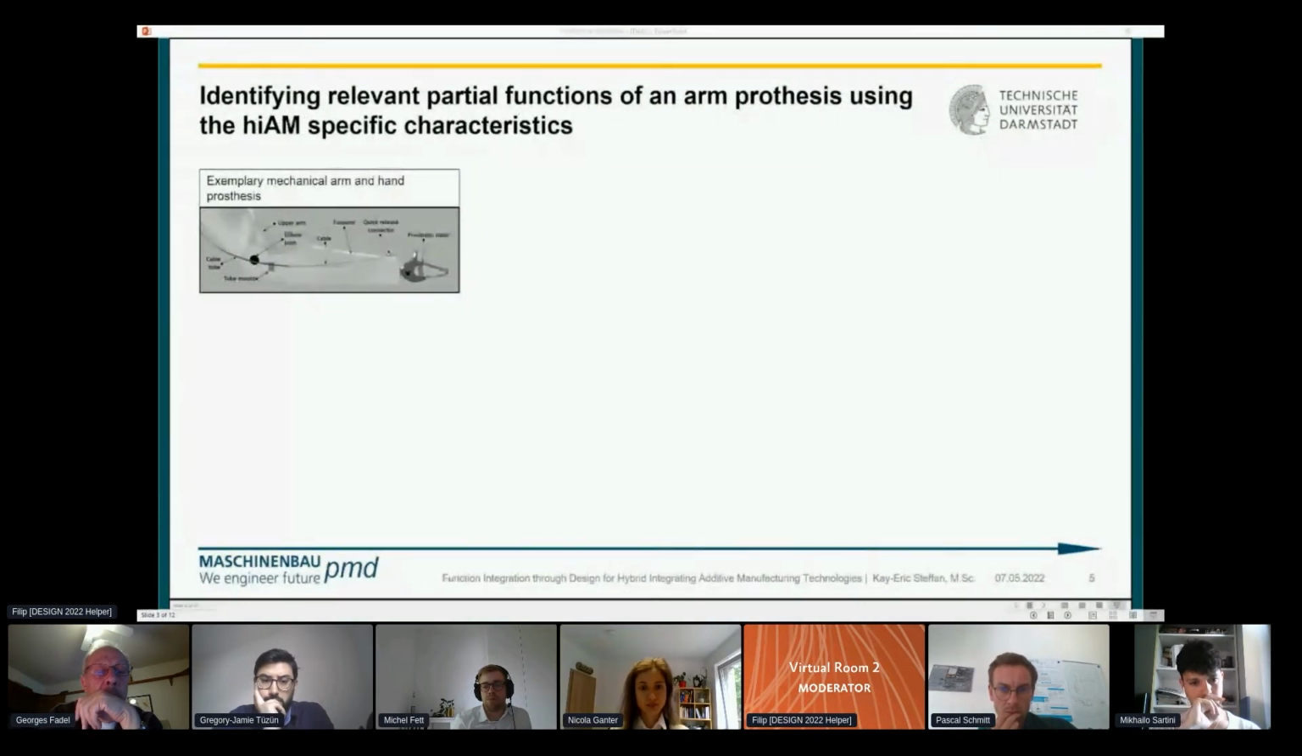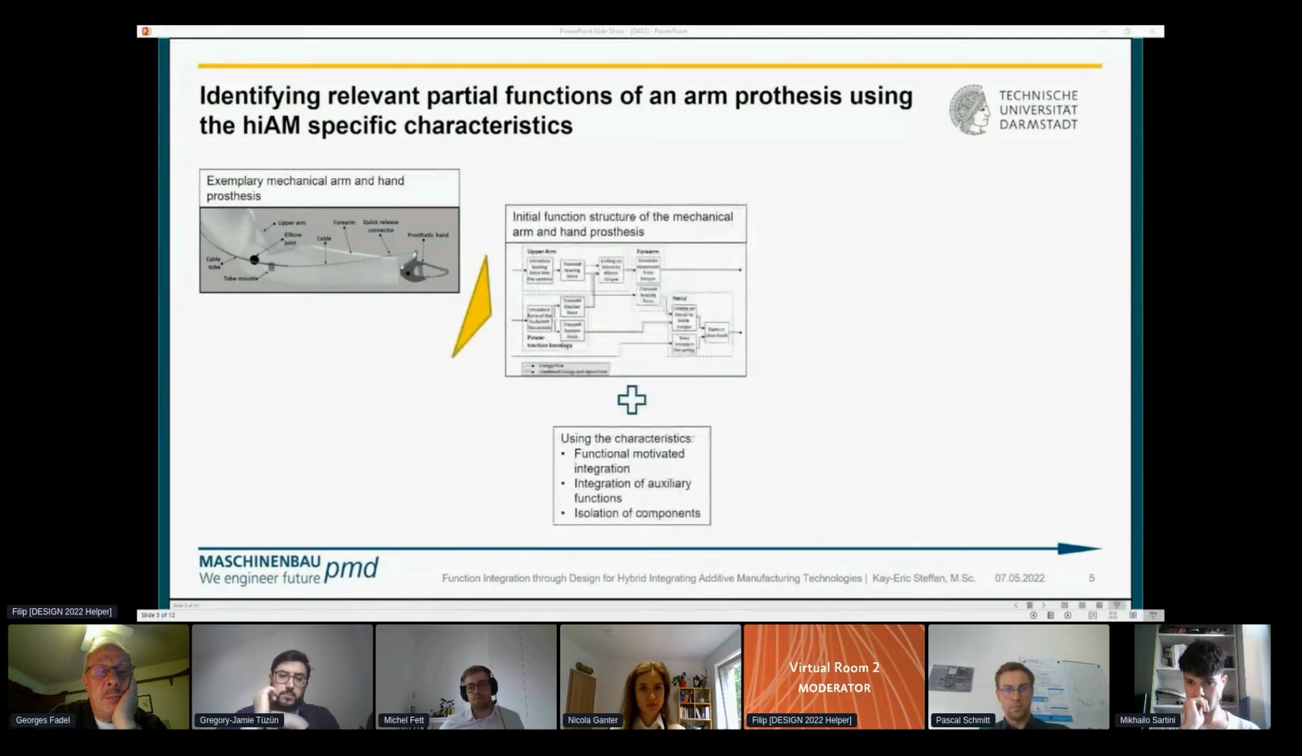For a first evaluation of the high AM characteristics, they are used for the further development of a mechanical arm prosthesis. The arm prosthesis consists of a body for the upper arm and forearm, which are connected by a joint. The prosthetic hand is mounted at the lower end of the arm. To open the hand, the muscle power of the wearer is transferred to the hand via a Bowden cable. Due to the very short time available, the function structures themselves will not be discussed in detail in the following.